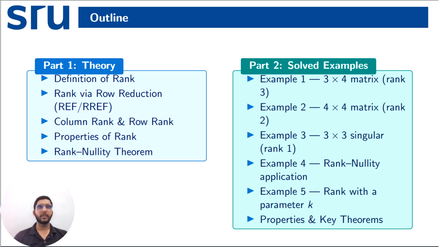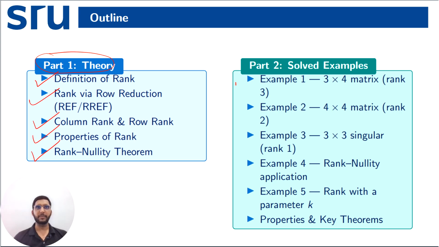Let us briefly see what topics we are going to cover today. The lecture is divided into two parts. Part 1 is theoretical and part 2 is solved examples. In part 1, we'll be covering the definition of rank, how to compute rank with row reduction, then the concepts of row rank and column rank, then some important properties of rank, and after that, the rank nullity theorem. In part 2, we will apply these concepts to several examples.